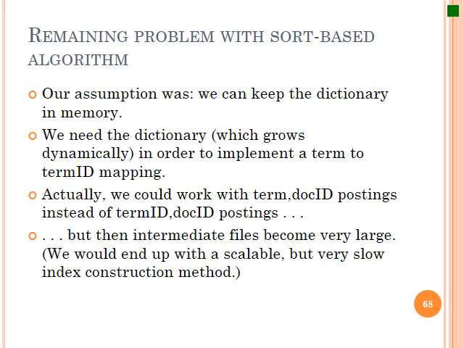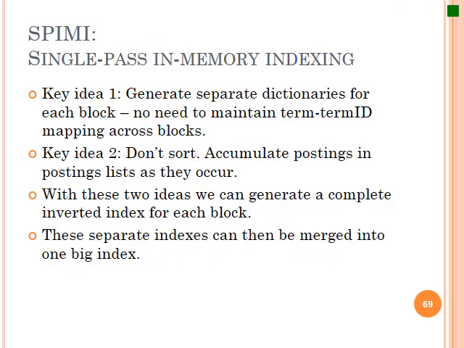All right, so the remaining problem is that our assumption here is that you can keep the dictionary in the memory, because you need the dictionary in order to implement a term-to-term ID mapping. Remember, one of the elements of the posting is a term ID pointer. So you need that mapping, therefore your dictionary must be in the memory. But these intermediate files can become very large, so you would end up with a scalable but very slow index construction method.